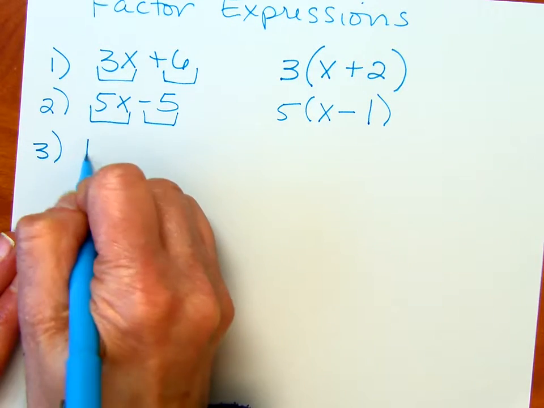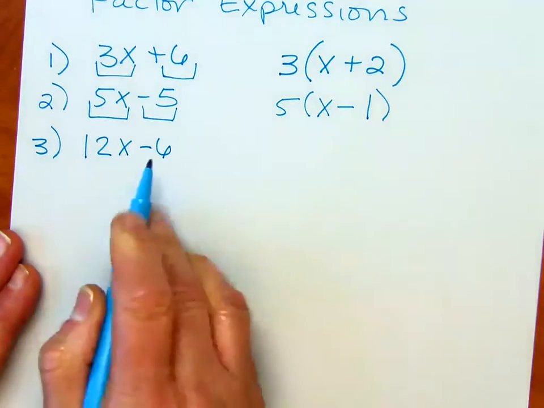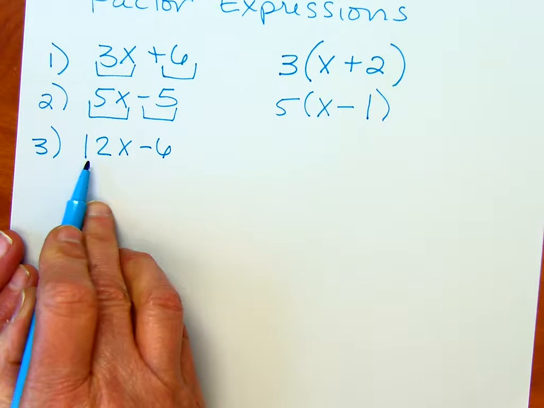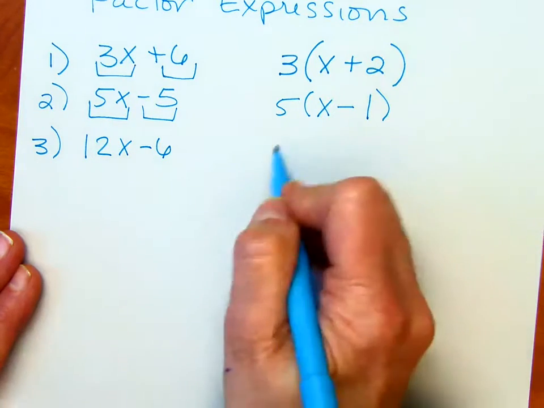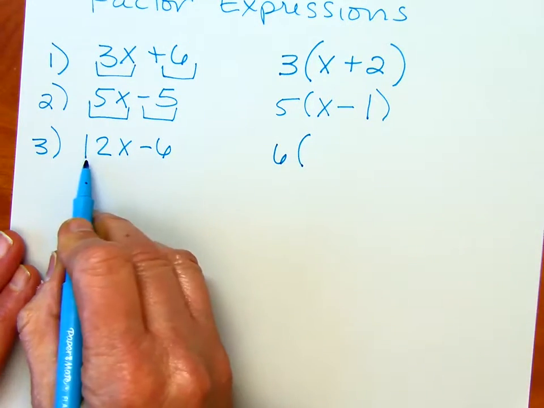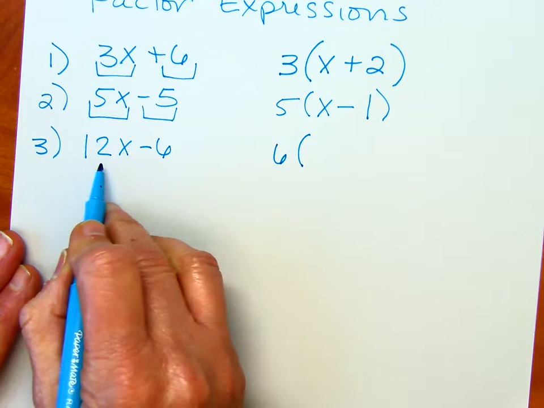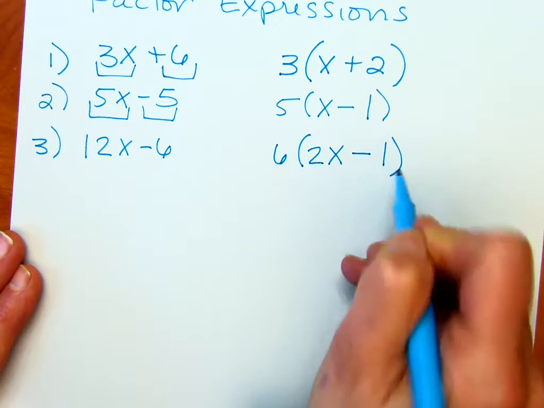Let's do some more. Say we have 12x minus 6. Well, let's see. 6 will go into 12 two times, so we could say 6, and then 12 divided by 6 gives us 2 left over, so 2x minus 1.